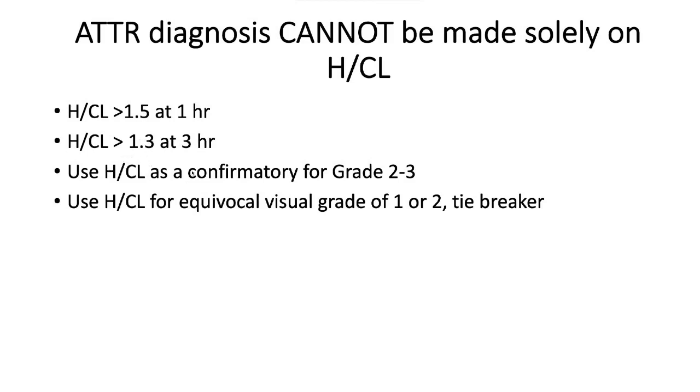Use this ratio to help confirm your grades 2 and 3. It's a confirmatory for grades 2 and 3. Use it for the equivocal, grade 1, grade 2. Help it as the tiebreaker. We're trying not to give equivocal tests. We really want to give people the answer they're looking for. So use that third. That's not the first thing we use.